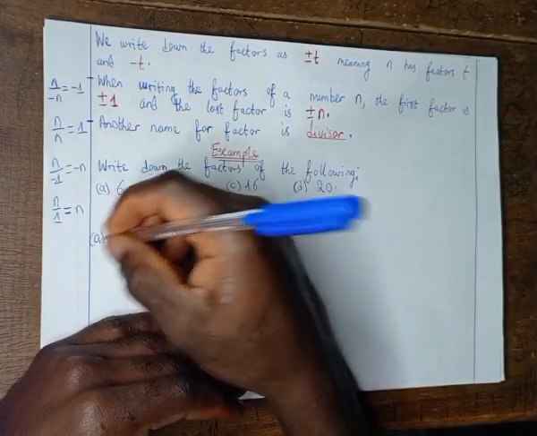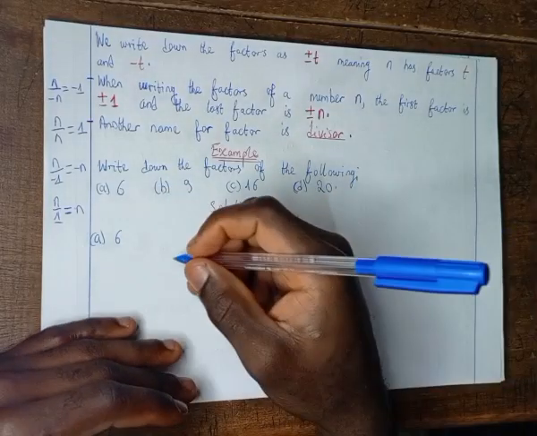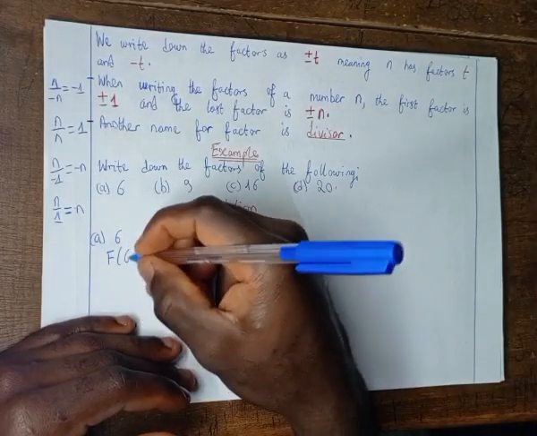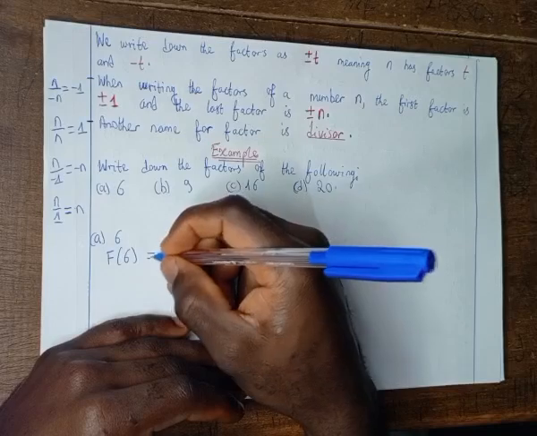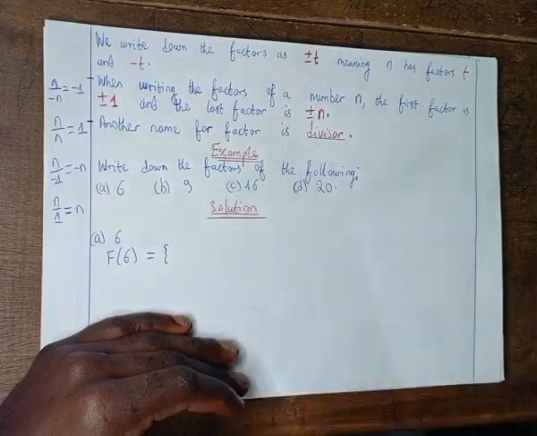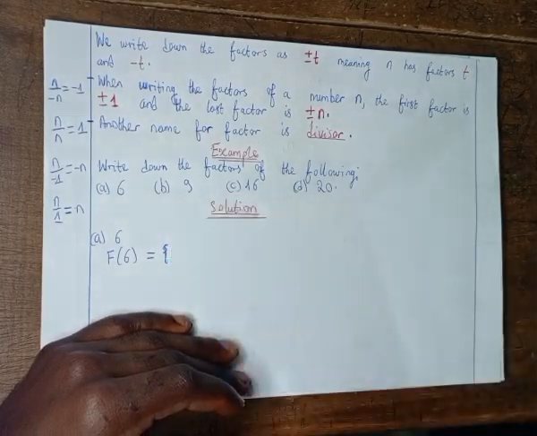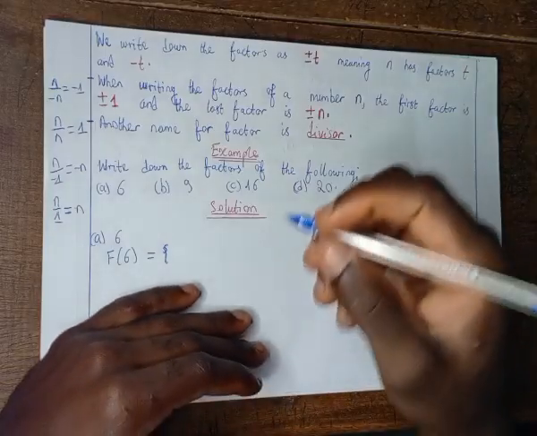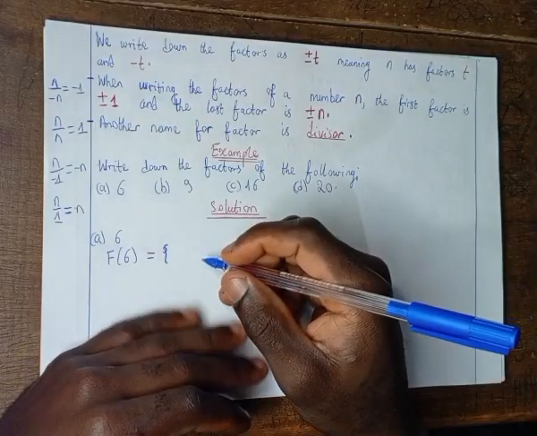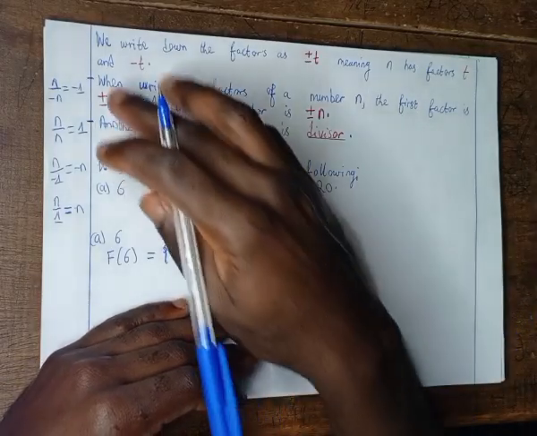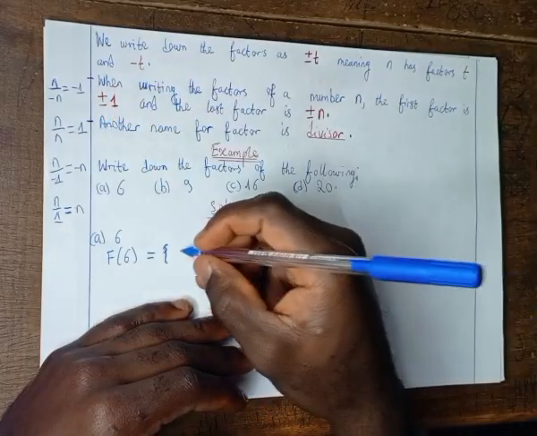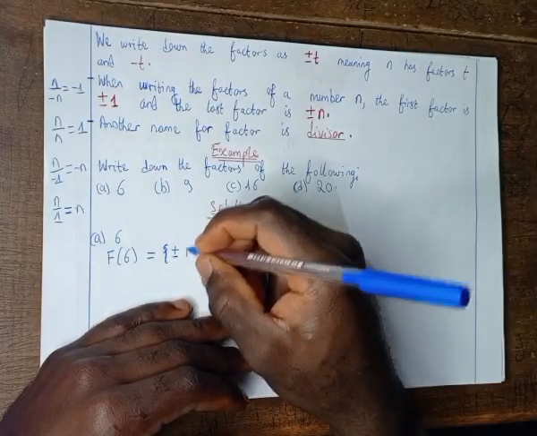For A we have the number 6. We have to write out the factors of the number 6. So this will simply be equal to, it is a set, so we have to open our left curly bracket. We know that the first factor is plus or minus 1. So write down plus or minus 1.